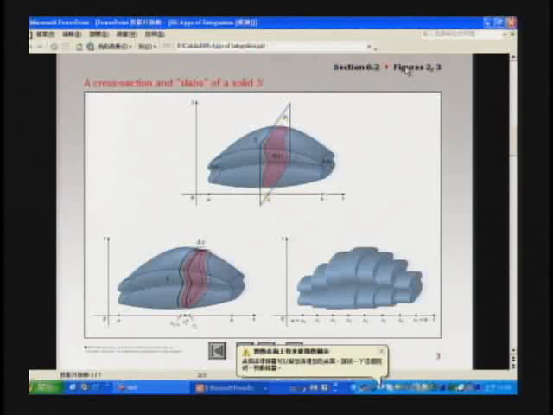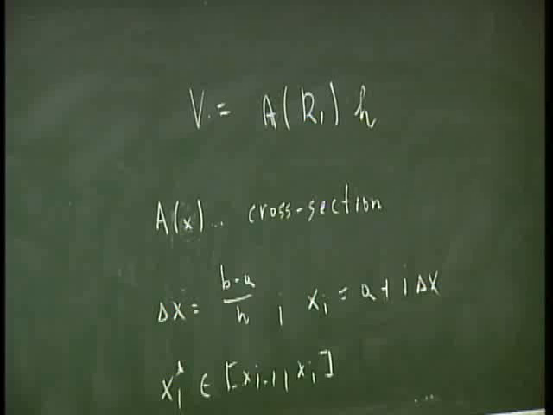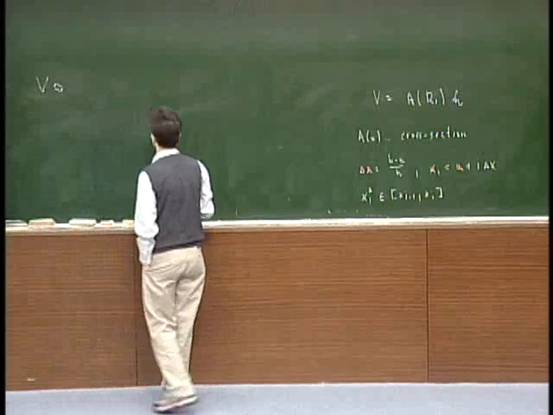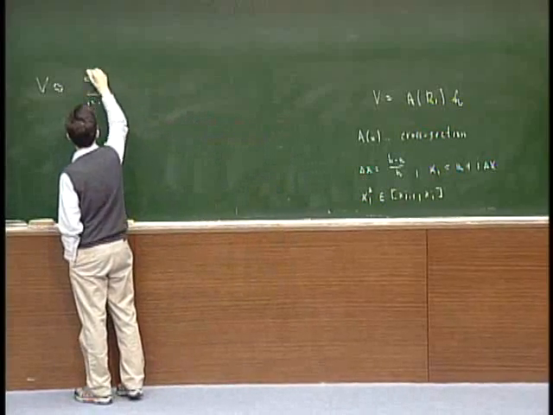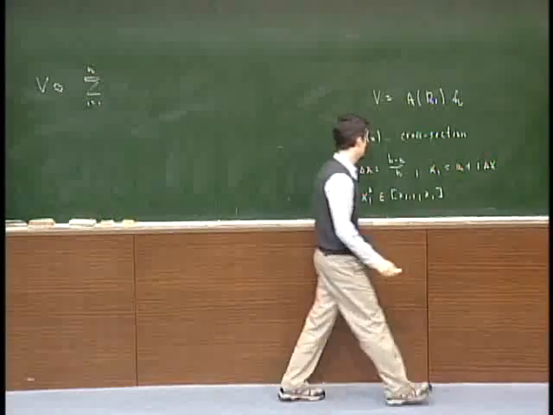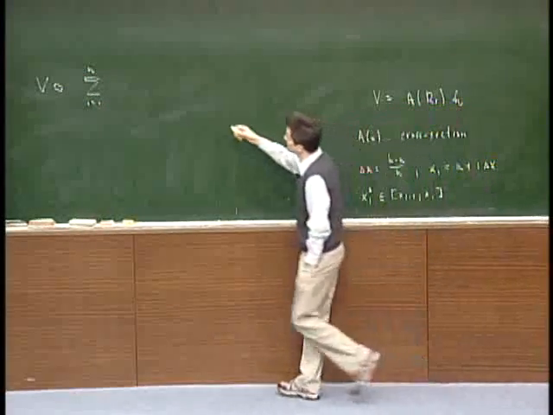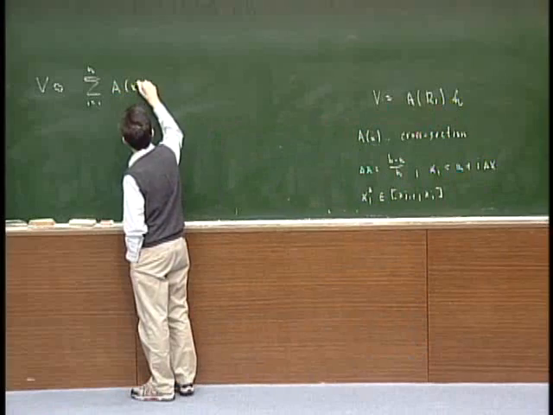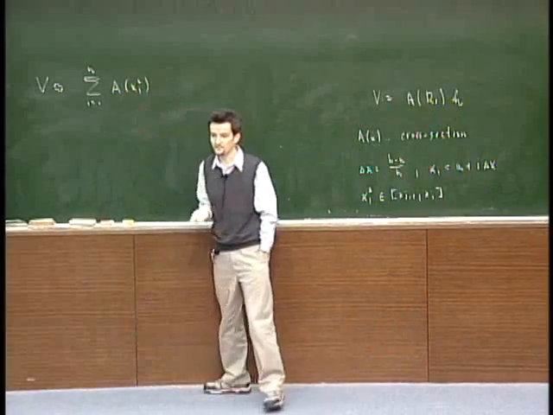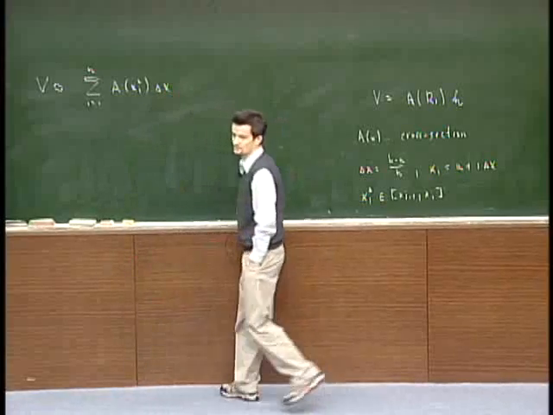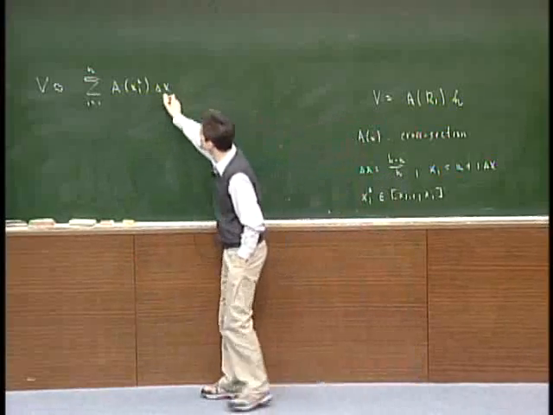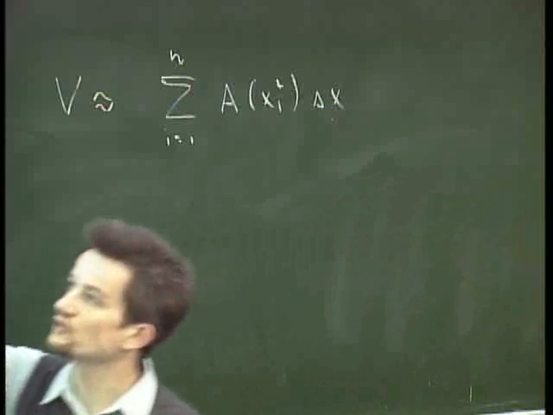And then you use cylinders in order to approximate the volume of the solid. So you can approximate the volume of this solid now as a sum, i from 1 to n, of A of x i star, which is the area of the base region of the cylinder. You multiply it with the height. The height is delta x. So this is just the sum of the volumes of those cylinders here.